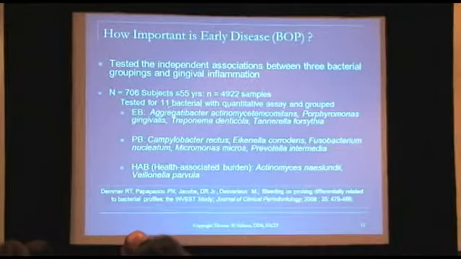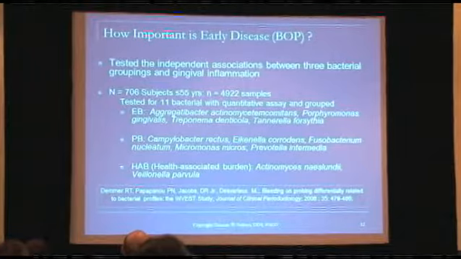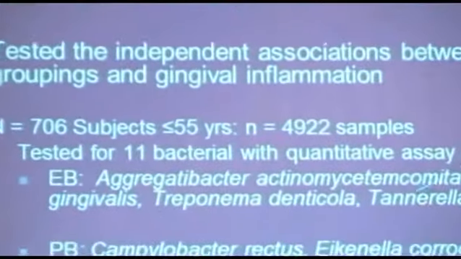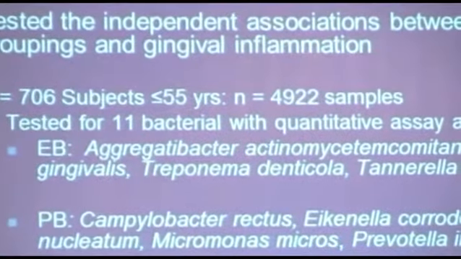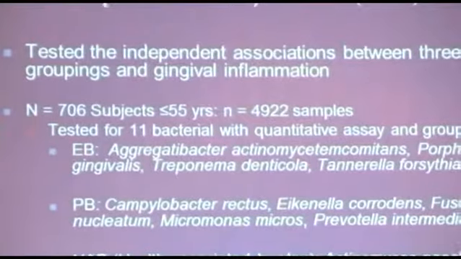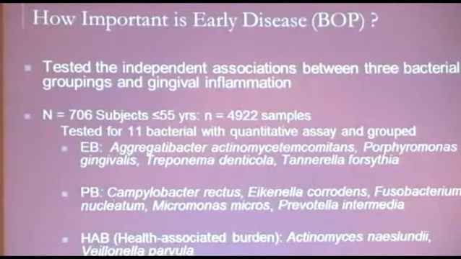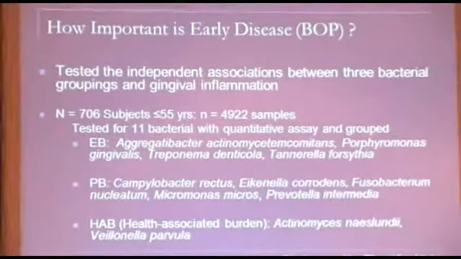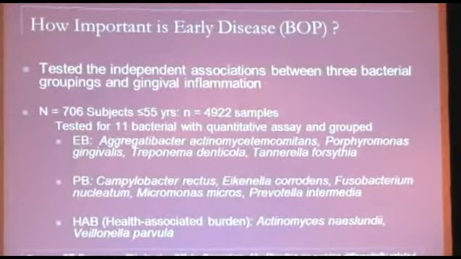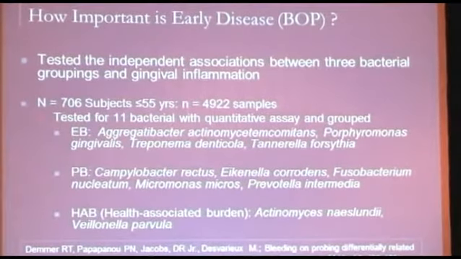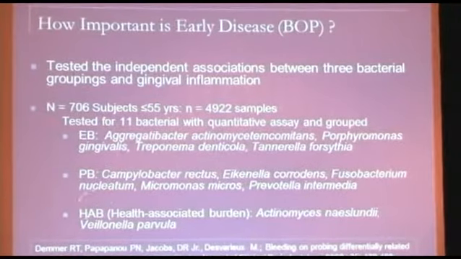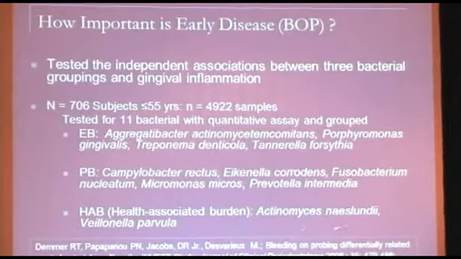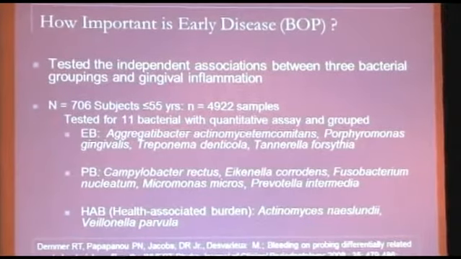It looked at over 700 subjects and almost 5,000 samples. And what they tested for were 11 bacteria with quantitative assay. In other words, they looked at the same bacteria that happened to be on our report, your report, the report that you're using. And they called them etiological burden, meaning those that cause periodontal disease and cause the attachment loss. They broke it down to putative burden, meaning those that we call moderate risk pathogens. And then they did something unique too. They took 2 health-associated and called it health-associated burden. And these were the two microorganisms that they used in this.